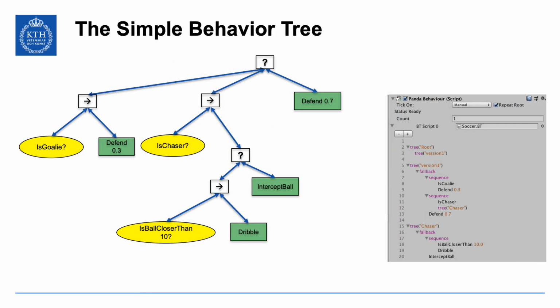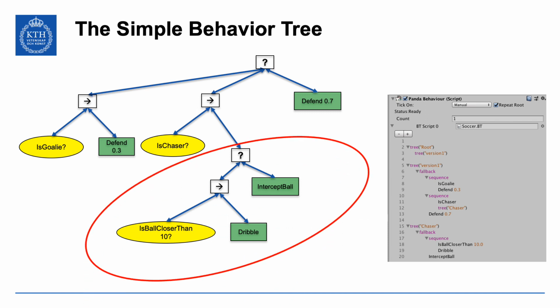Okay, first, before going into details of how to do this, we're going to see how the behavior trees look. It's a simple behavior tree. It's by no means optimal or complete, but it does some fairly decent soccer playing. So this is what it looks like. It has one main tree and a subtree. The subtree is what you do if you have the ball or try to get the ball. If the ball is closer than 10 meters, you dribble. If it's further away, you try to intercept it. That is computing a point where the ball is going to be a short time in the future.